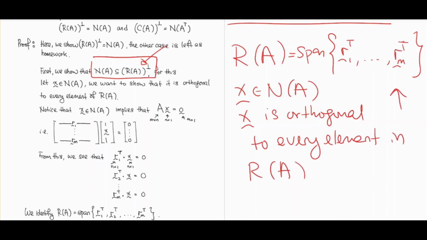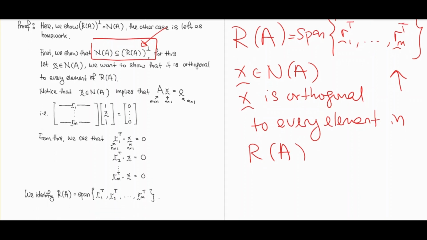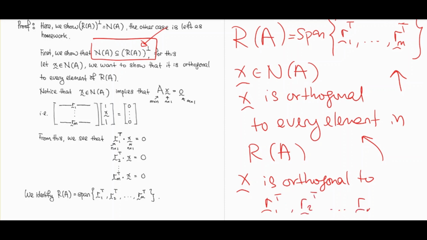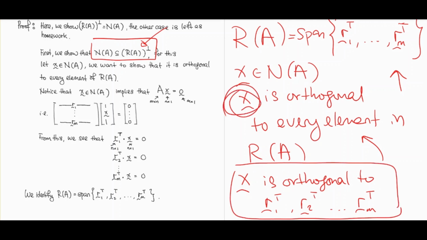But because the row space of A is like this, we don't actually have to do that. In fact, in order to achieve this, we just need to show that this is orthogonal to these vectors, and all the way to these vectors. So this is already enough to show that this x is going to be in the orthogonal complement of the row space of A. Makes sense?